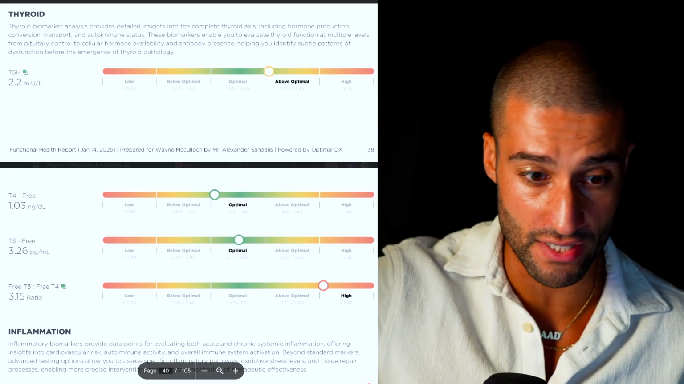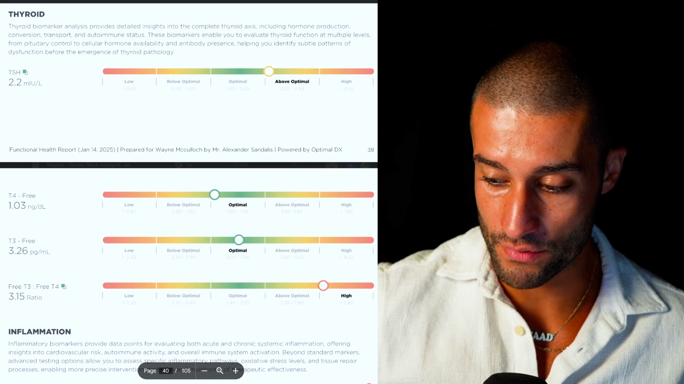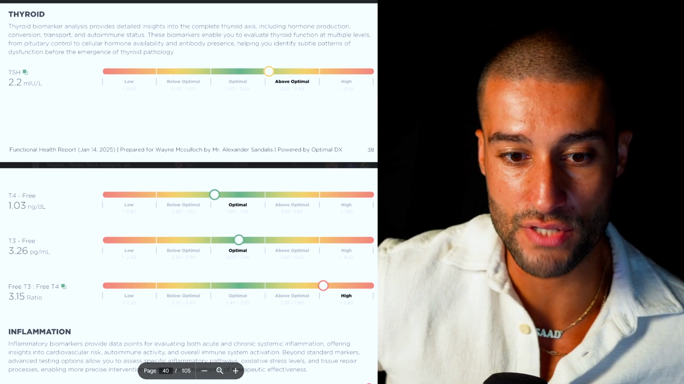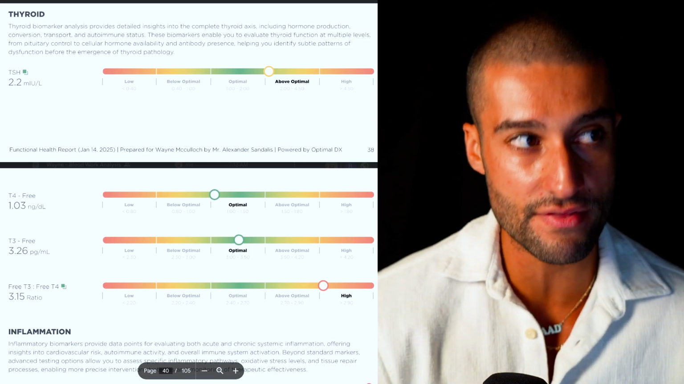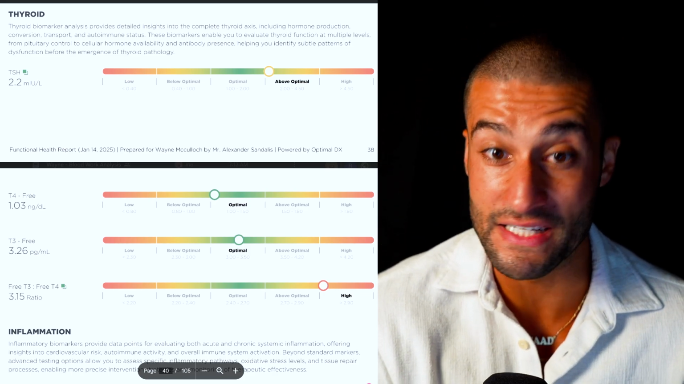If we see TSH go down, T4 continue to go down, that's the trend, then it is definitely recommended, again, to get those antibodies tested and see what's going on underneath, because this doesn't give us a lot of confidence. It just gives us an indication.